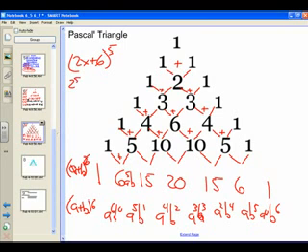One end would be 2 to the 5th, x to the 5th. The other end would be 6 to the 5th, and then there'd be a bunch of stuff in between. 2 to the 5th is 32. So it'd be 32x to the 5th, and so on. All right, questions?